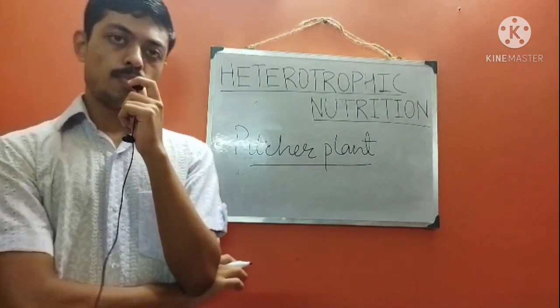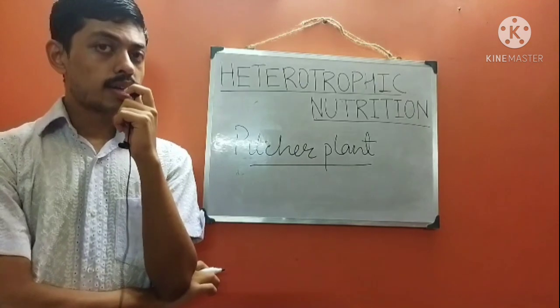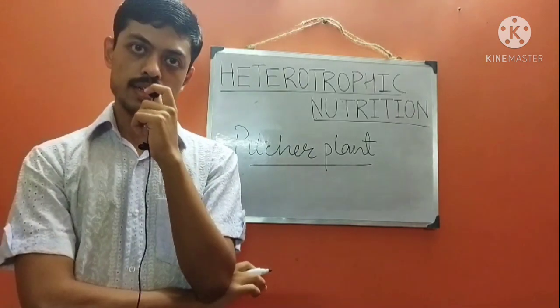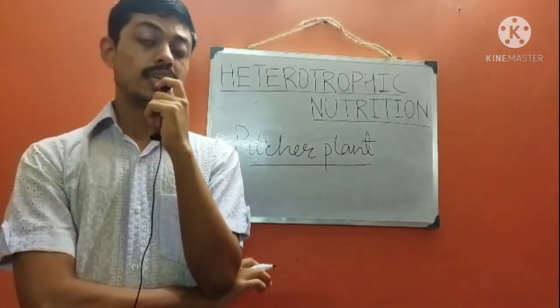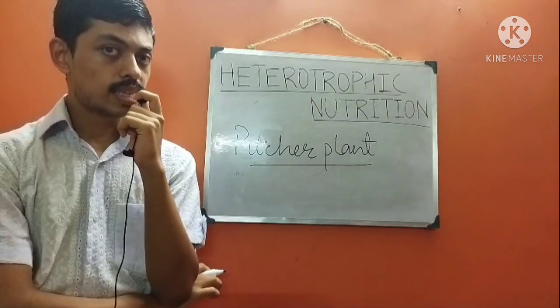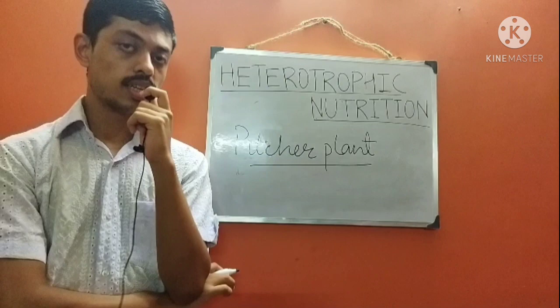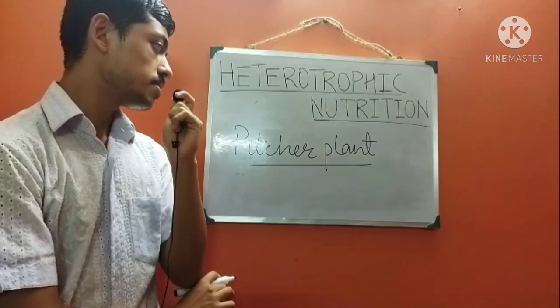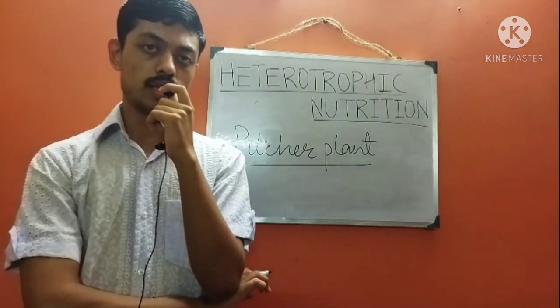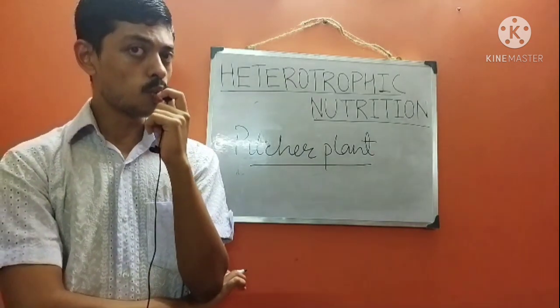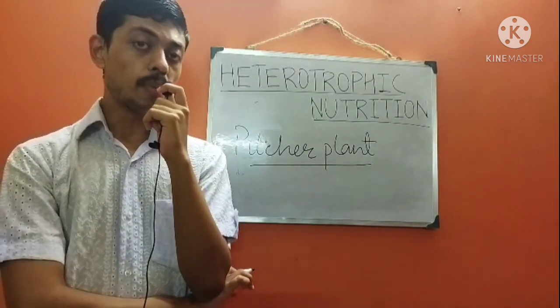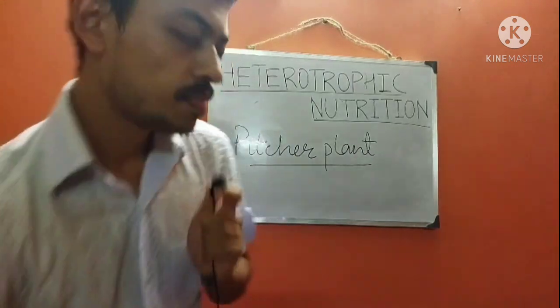What happens in this plant? Though this plant has chlorophyll, it is deficient in the nitrogen mineral. Since it is deficient in nitrogen, it has to depend on others to fulfill this. So what does it do? It depends on insects.